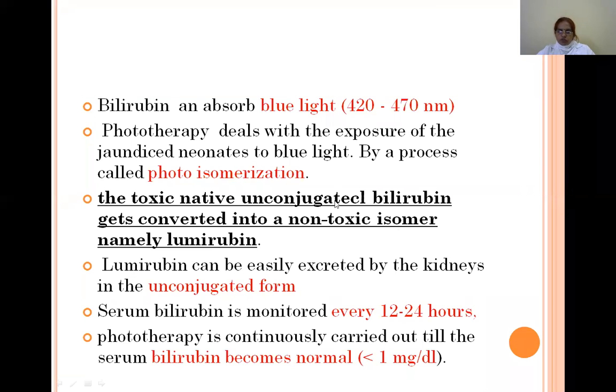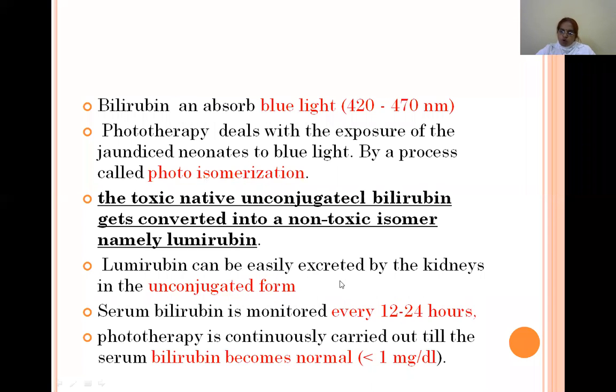The non-toxic isomer is called lumirubin. When the jaundiced neonates are exposed to blue light, the native unconjugated bilirubin gets converted into this non-toxic isomer, lumirubin. Lumirubin can easily be excreted by the kidneys in the unconjugated form.